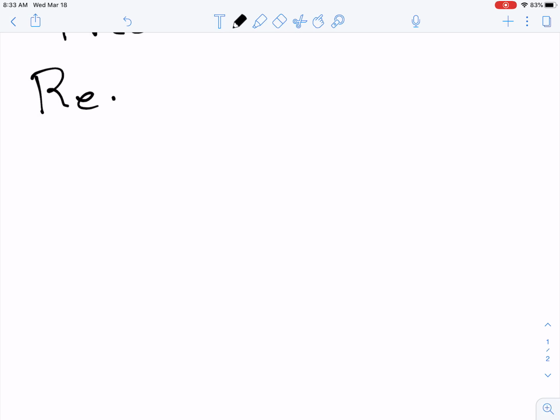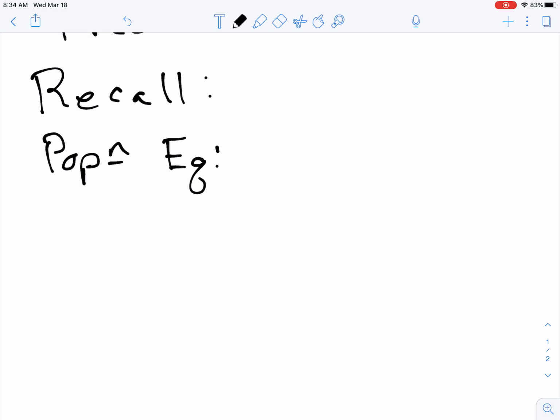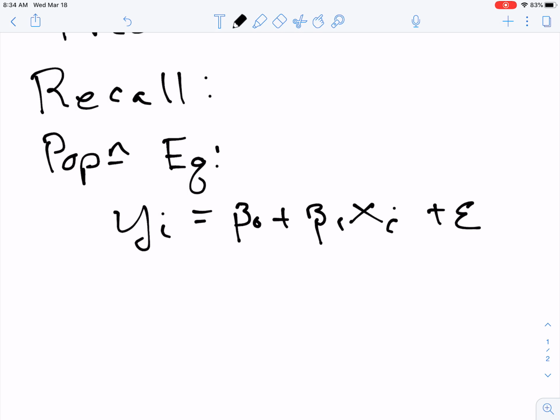So recall that the population equation for simple linear regression, meaning we have one independent variable, looks something like yi equals beta naught, the population intercept, plus beta 1, the population slope, times the independent variable plus a set of population error terms.